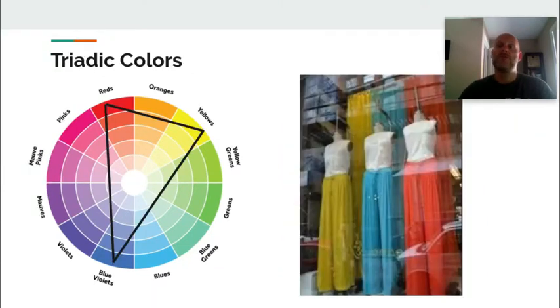This would be an example of triadic colors. All right. So they're using red, yellow, blue. So generally those are across from each other in a sort of triangular fashion on the color wheel.